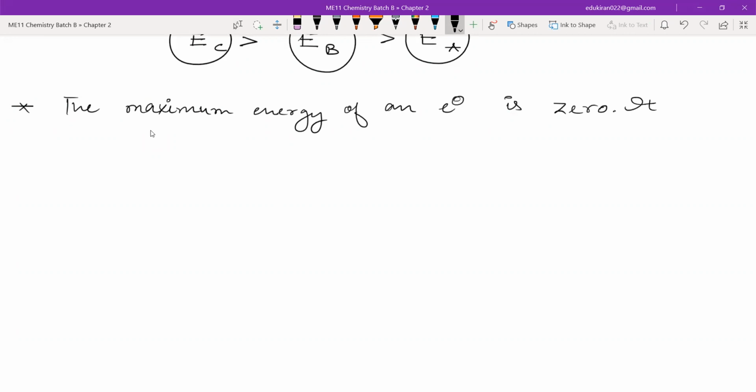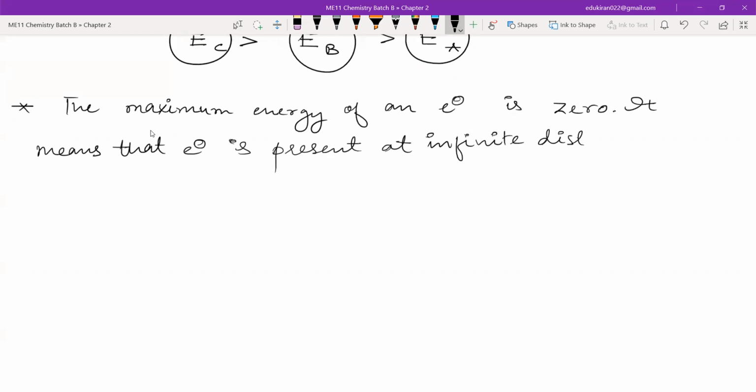It means that the electron is present at infinite distance from the nucleus. Yeah, now it is out of the atom. You can say that it is out of the atom. If it is not under the influence of the nucleus, it is out of the atom.